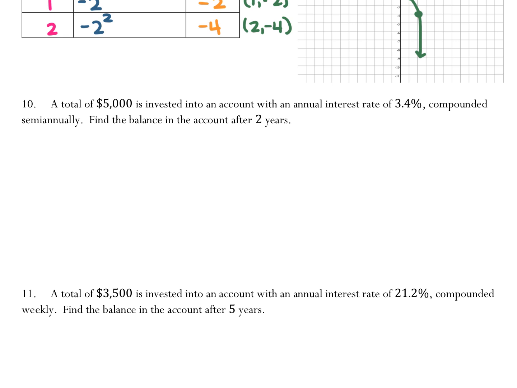Remember, your rate, turn it into a decimal. N is the annual, semi-annual would be 2. Monthly would be 12. Weekly would be 52. Daily would be 365. Quarterly would be 4.